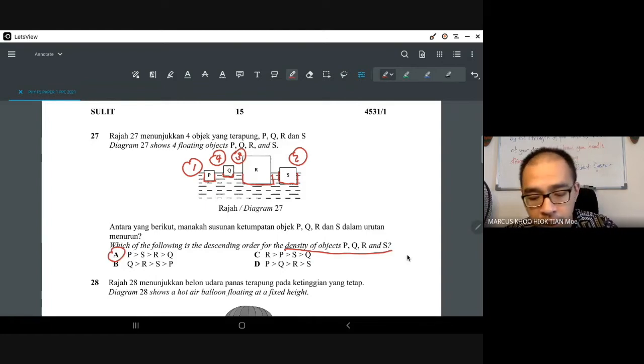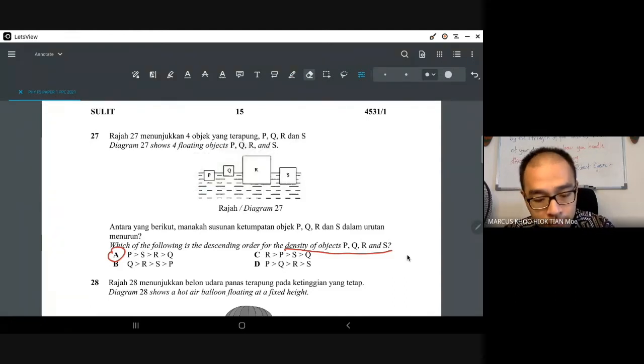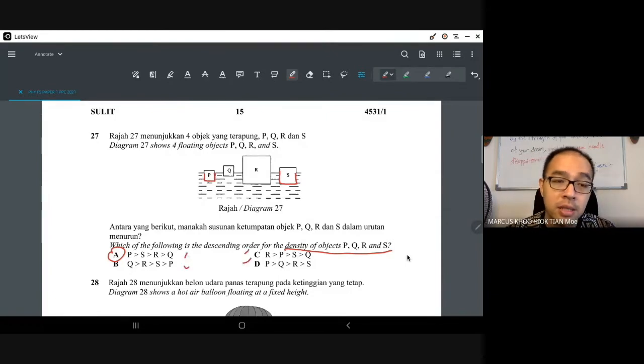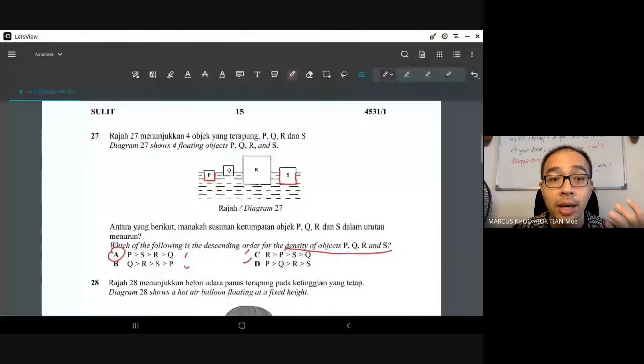Actually, if you ask me, when I was doing this question, dia nampak macam S lebih tinggi. It looks like S has more in the water compared to P. But there was no answer option over here lah. So I just chose the next place on which was A lah. 27 will be A, P, S, R, and Q. But again, the key to answering this is how much of it is in the water, regardless of the size.